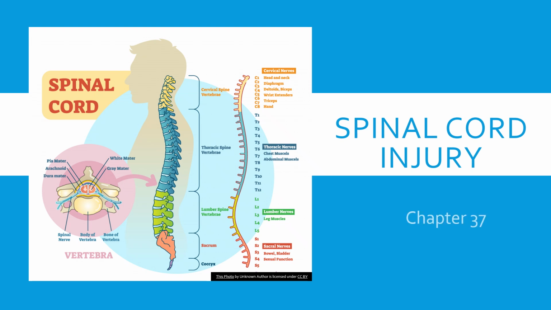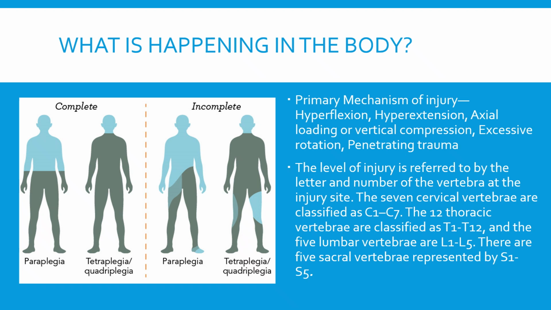Spinal cord injury, Chapter 37. So what is happening in the body? There's a primary mechanism of injury, either hyperflexion, hyperextension, axial loading or vertical compression, excessive rotation, or penetrating trauma.